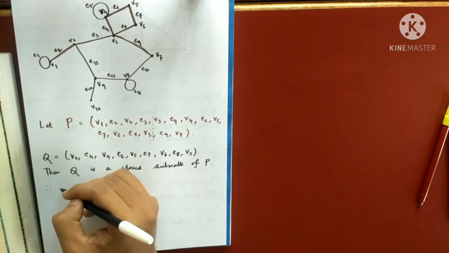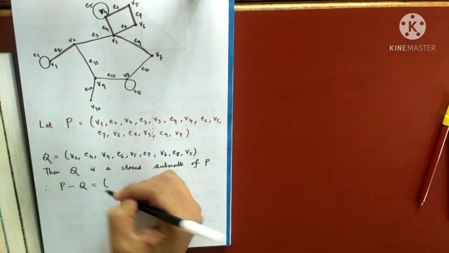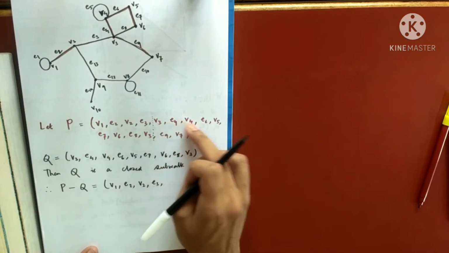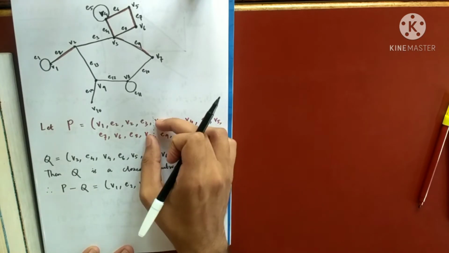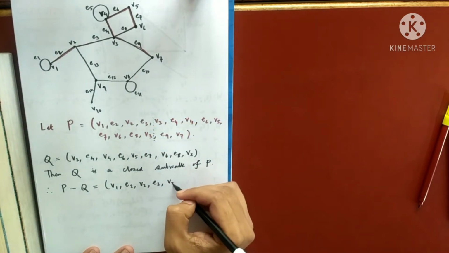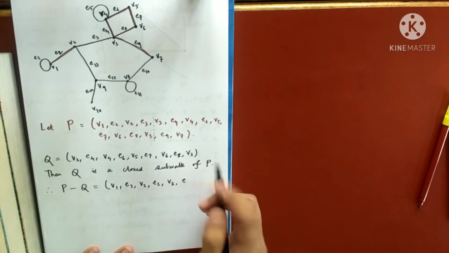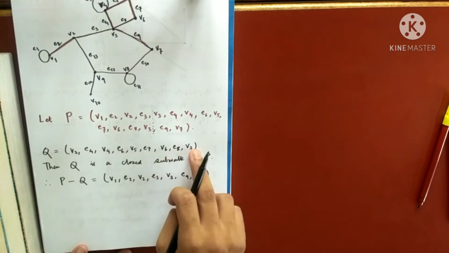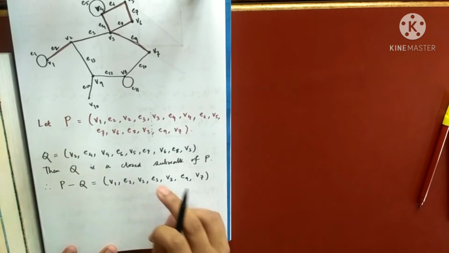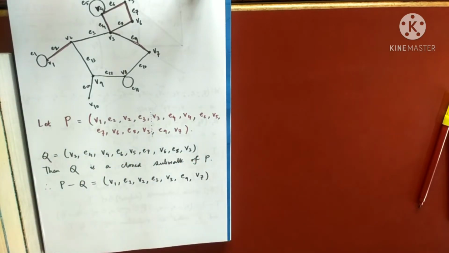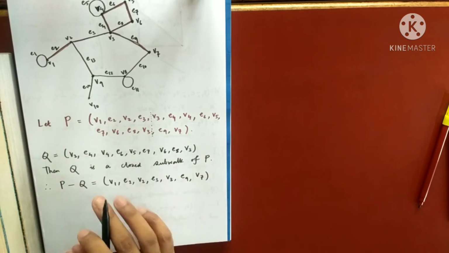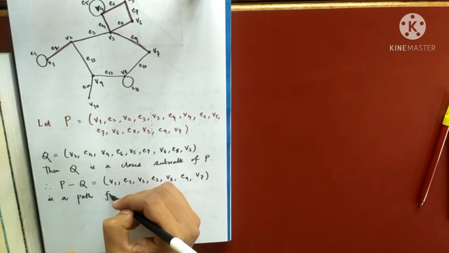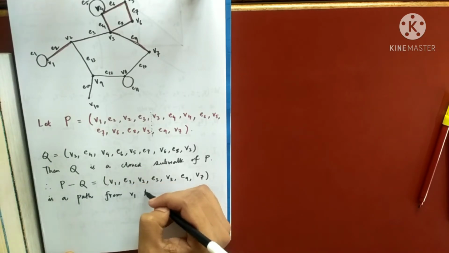So what is the meaning of P minus Q? It is this one: V1, E2, V2, E3. All of these are removed except the starting and ending vertex, so only V3 will remain. This is what is meant by the reduction. Then E9, V7. What have I done? I have removed this whole thing from P except the starting and ending vertex. This was the definition of reduction. So now this is the reduction of P by Q, and this is a path from V1 to V7.